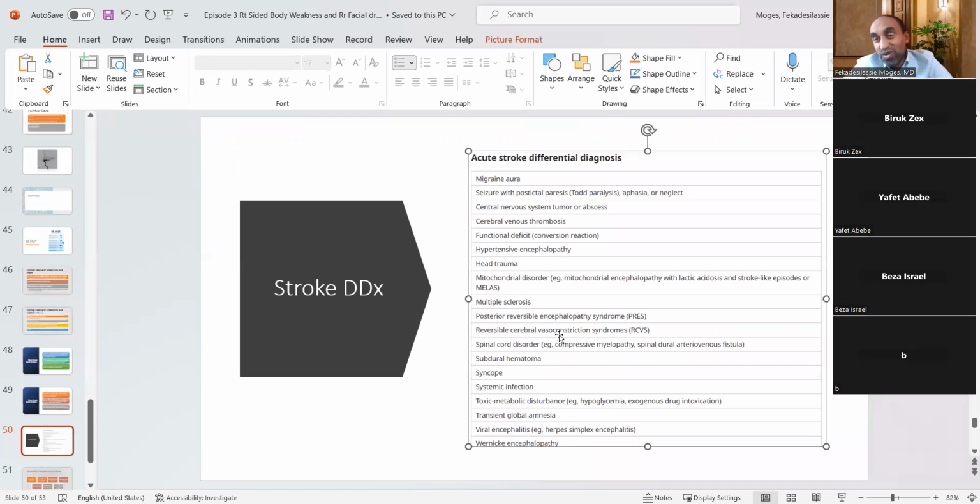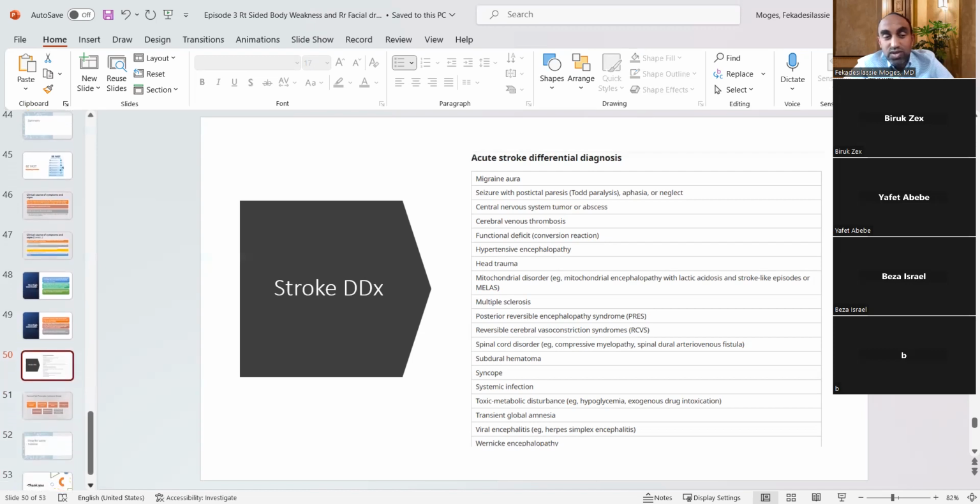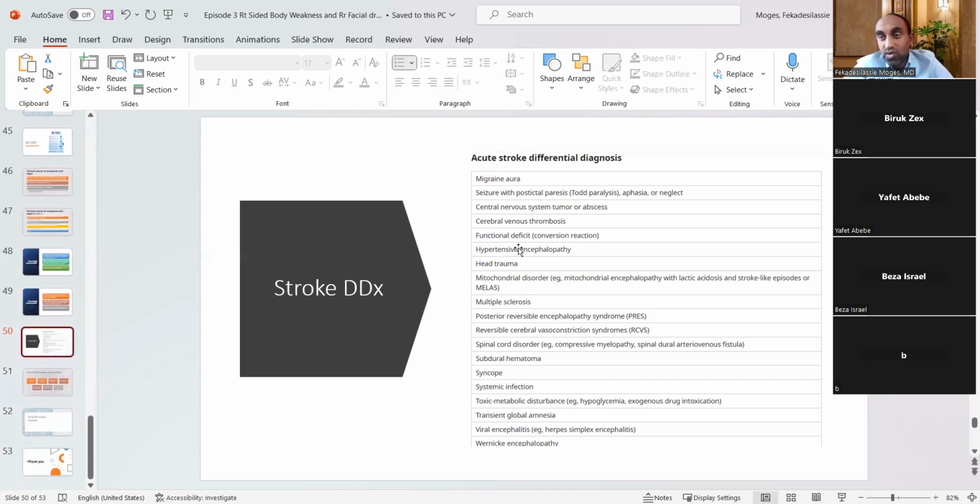So the list is too long. If I said altered mental status, right-sided extremity weakness, basically, and if I tell you 1 week or 5 days, then the list of your differential could have been as long as this one. So your differential diagnosis really depends on the chief complaint, and the list could be as long as this one. And you should be able to narrow it. And how do you narrow it? We already did it. We practiced it.